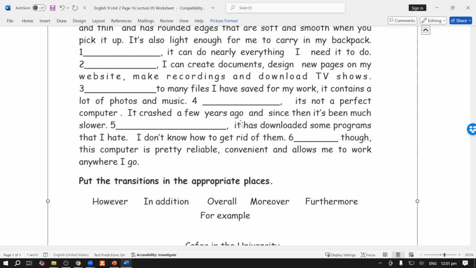So there is another blank. Too many files I have saved for my works. It contains a lot of photos and music. So what will come there? In the third blank, yes, the Little Star schools. Any one of you can tell me what comes in the third blank?